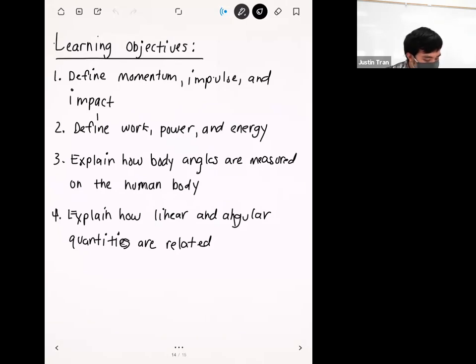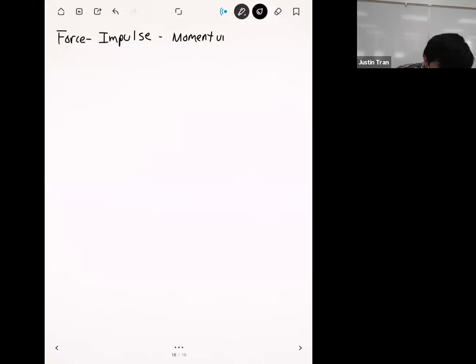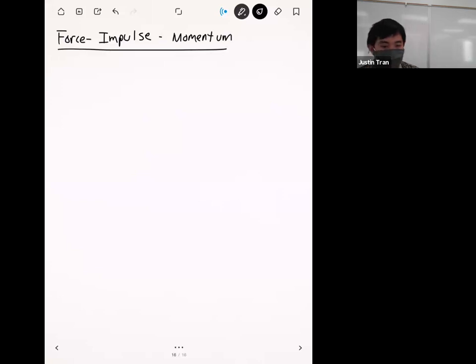Okay. All right. So let's go ahead and get rolling. Where we left off was we were talking about linear momentum, and in particular, force impulse phenomena. The idea with force impulse is that if you want to change the momentum of an object, you have to apply a force on that object over a certain period of time.